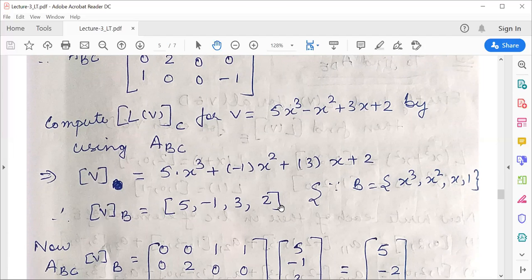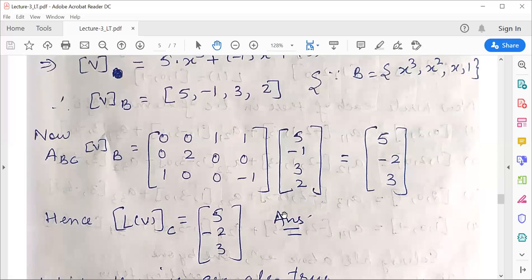Because to find the coordinate vector for the given element of the vector space, what we need to do is write down this element as a linear combination of elements of your basis. Now, the elements of my basis are x cube, x square, x and 1. So, writing this element as a linear combination of these things will give me the coordinate vector, and clearly the coordinate vector is 5, -1, 3 and 2.